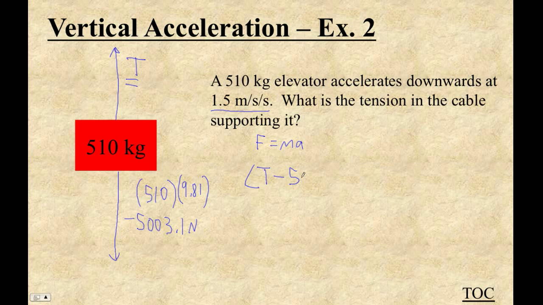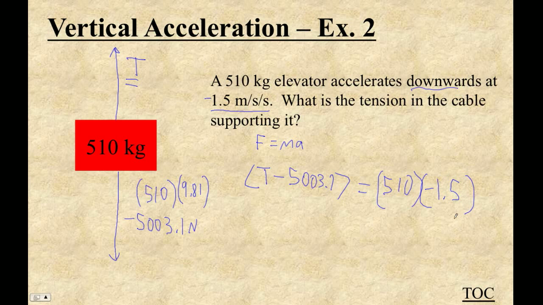So we go T minus 5,003.1, and then that equals 510 times the acceleration. Now, because it's a downward acceleration, that makes this acceleration a negative acceleration. So that's what we do. If it's downward, make it negative. If it's accelerating upward, make it positive.